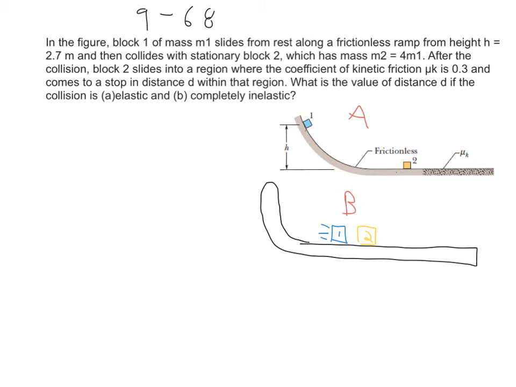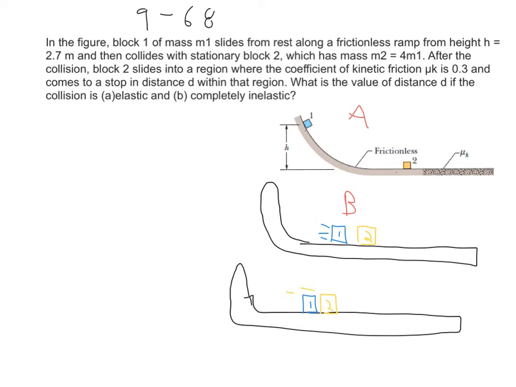Then going along with the same idea, we'll have another situation a little bit later, where now we have a situation that's right after the collision, and so one or both of these will be moving forward, depending on whether we're in part A or B. They might be moving together or they might not, but we're going to call that situation C.